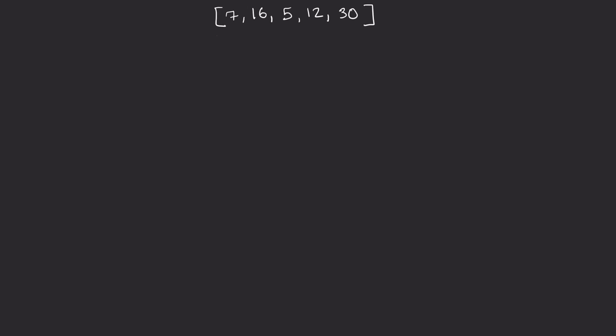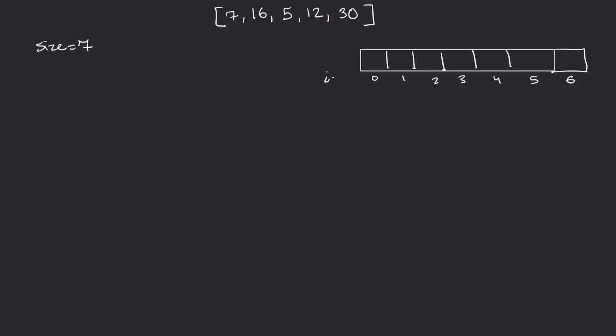So let's say you're given a set of numbers and you're asked to double hash these numbers into a hashing table of size 7. These are the indices and they start at 0 and end at 6 for a hashing table of size 7. So how do you go about this?